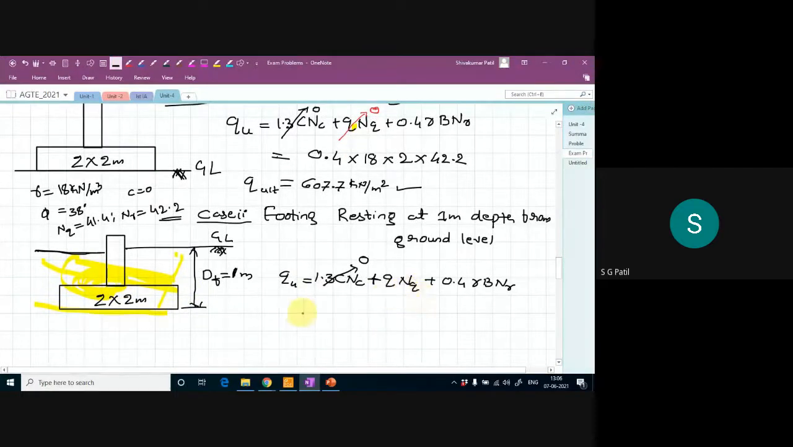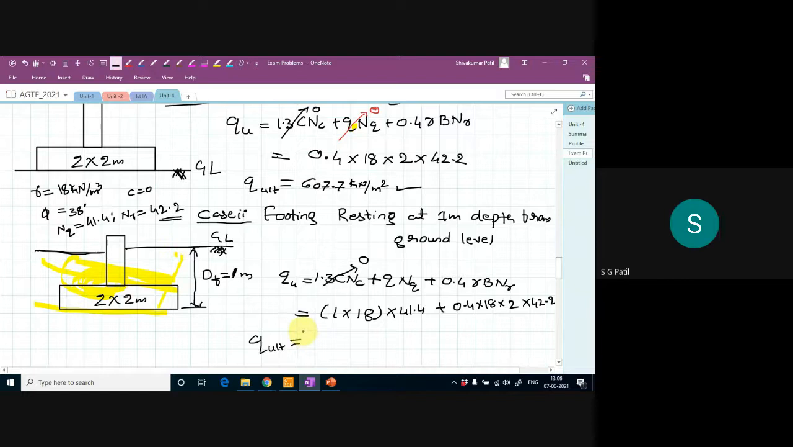Now, what is Q N Q? Q N Q is nothing but the contribution by the soil present above the footing. Above the footing, 1 meter depth is there. So 1 into its unit weight 18 is my Q value, into N Q. What is N Q? N Q is 41.4. So 41.4 plus 0.4 into 18 into B is 2 meter and N gamma is 42.2. How much are you getting?